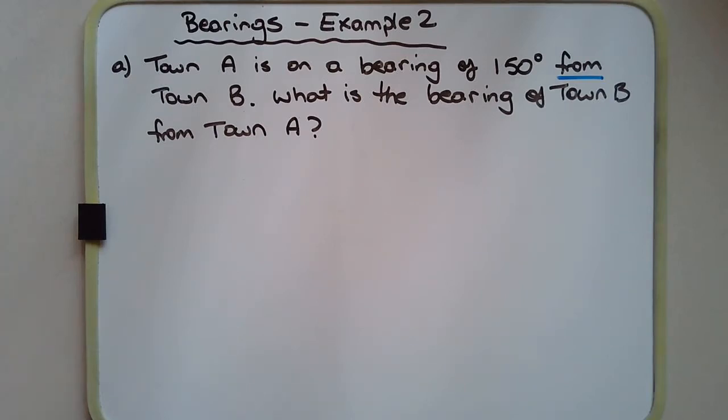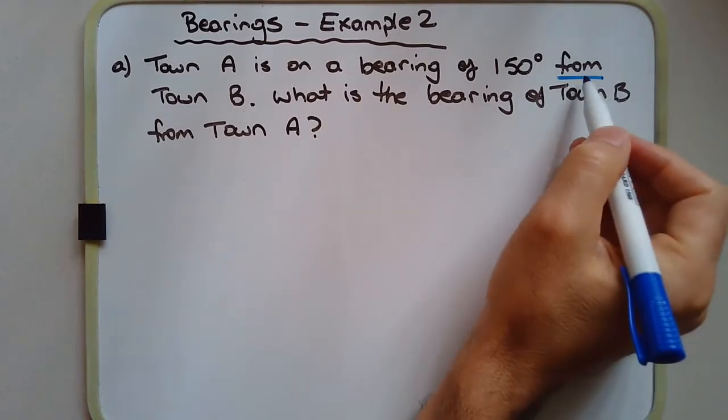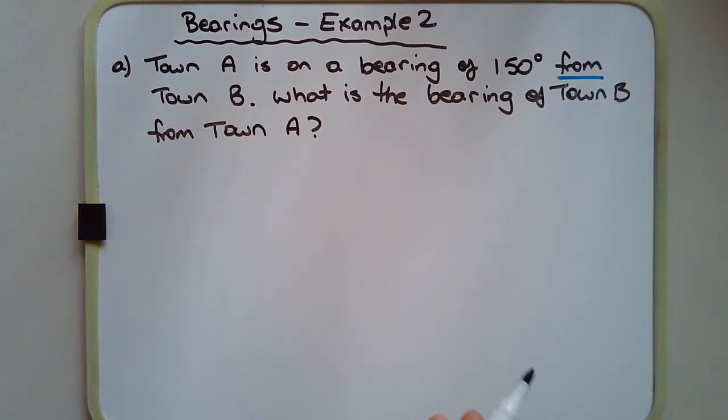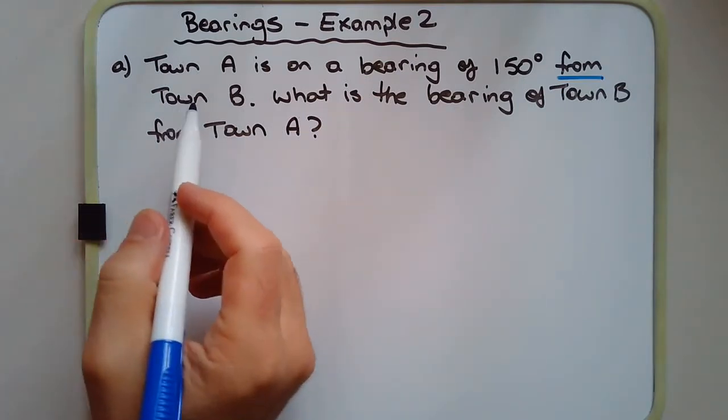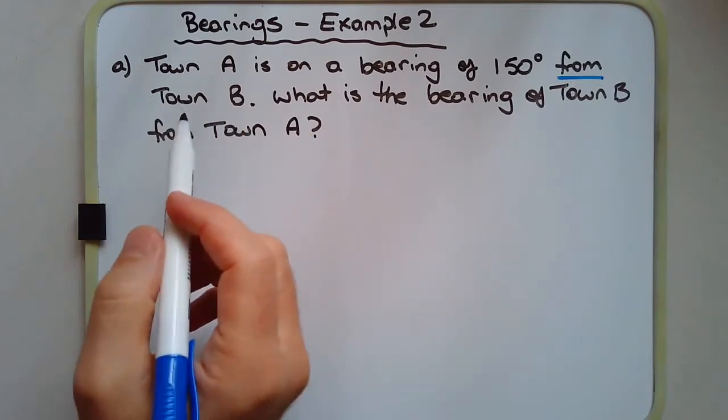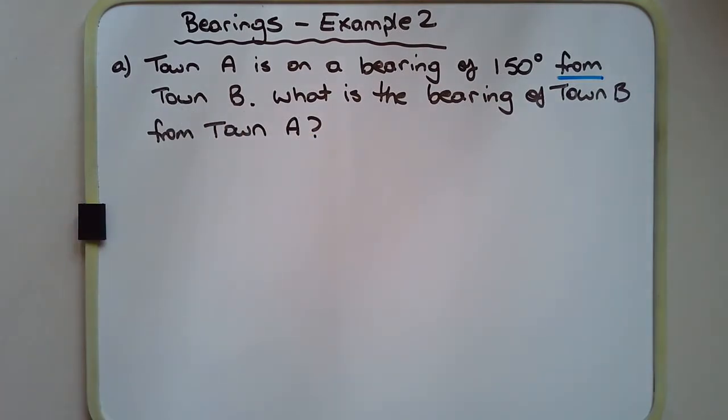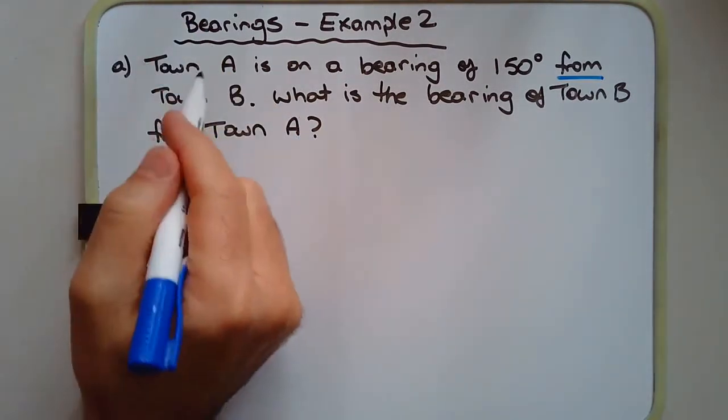Let's have a look at another example involving bearings, and I'm going to focus on a particular word, and that's the word from. This word appears almost 100% of the time in a bearings question. And what comes after the word from is in fact our starting point. It's our reference. So it's kind of strange that in English, we can quote the beginning or where we're starting from last, and where we're ending, we quote it first.